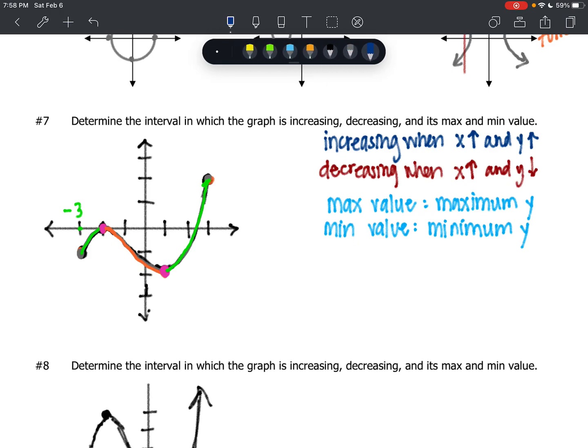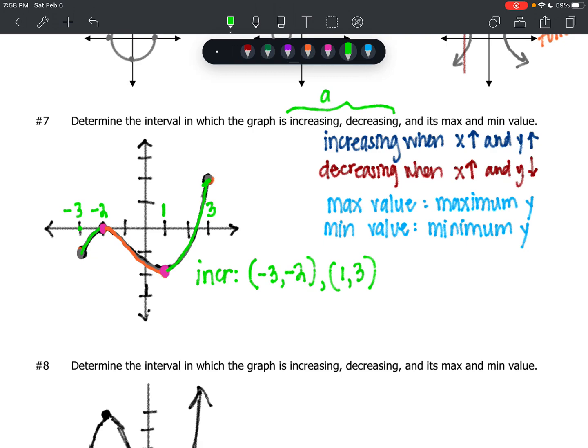So when it asks us for the increasing interval, it happens from -3 to -2. And then it happens again at +1 to +3. So the increasing interval is -3 to -2 and from 1 to 3. Now, increasing and decreasing intervals will always be open. Always open intervals.